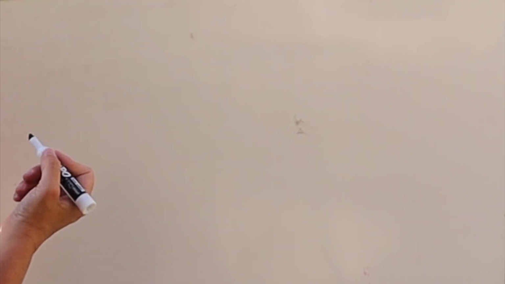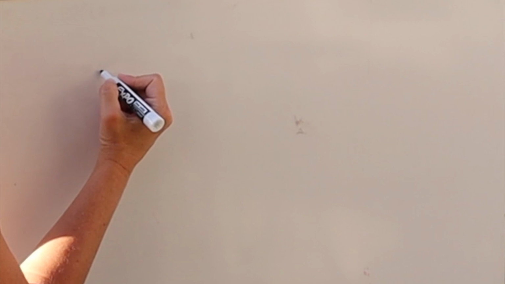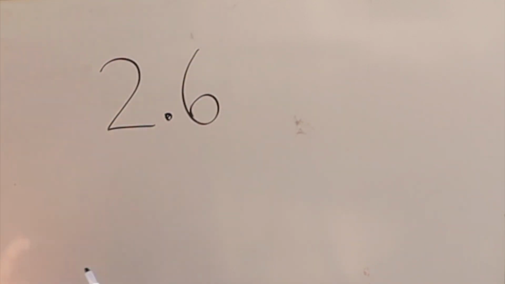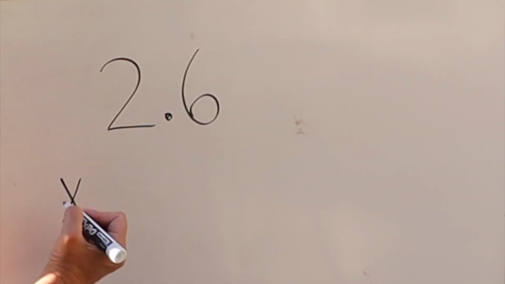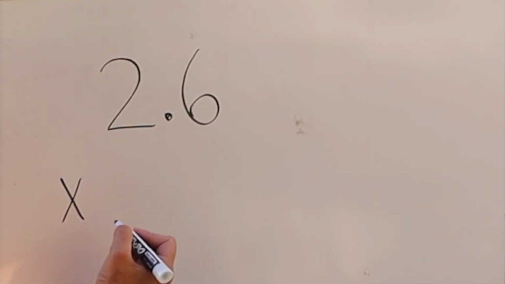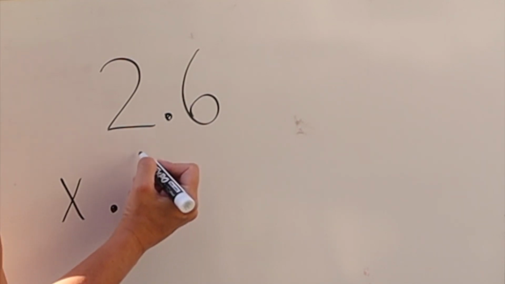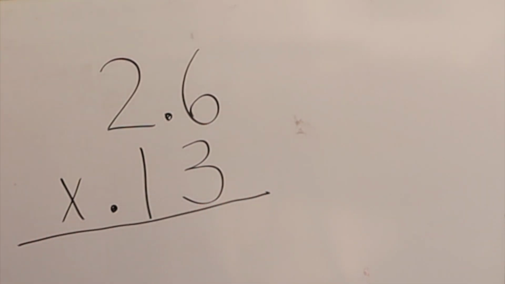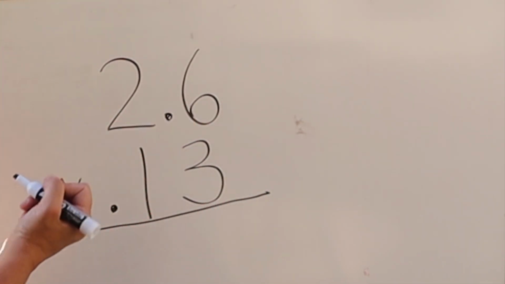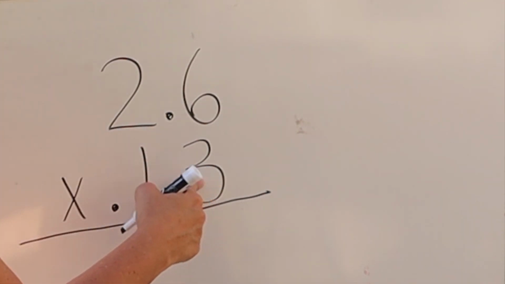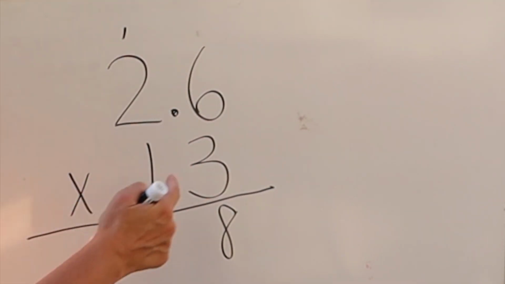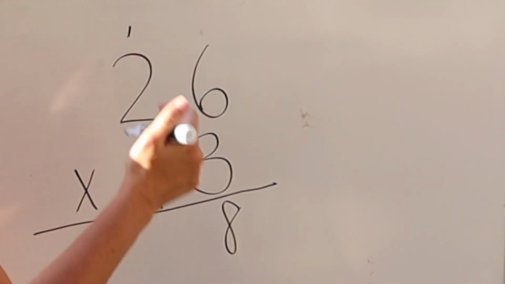Let's look at this one. Let's multiply 2 and 6 tenths times 13 hundredths, 0.13. Don't line up your decimal points, pretend like they're not there. So it's 26 times 13 is what we're going to multiply it as. So 3 times 6 is 18. 3 times 2 is 6, plus 1, 7.